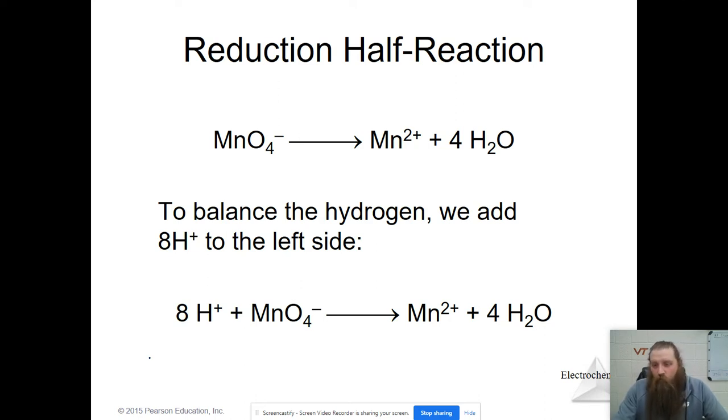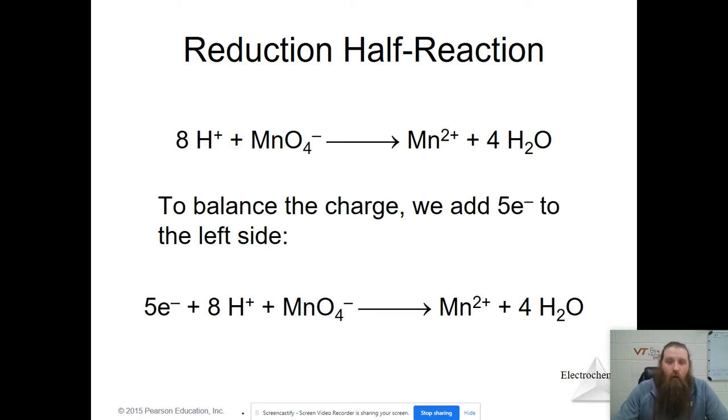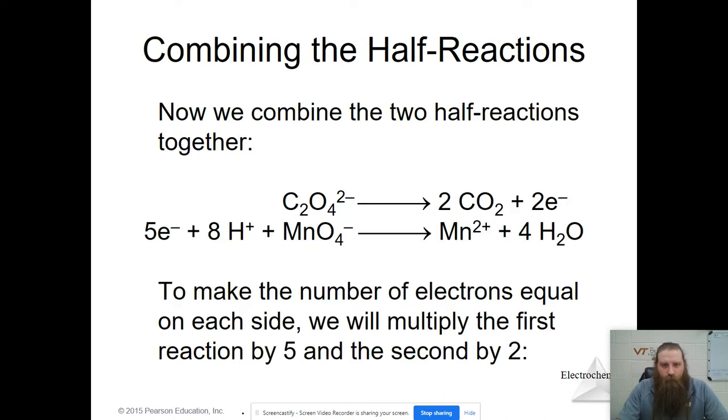To get rid of hydrogen, the rule says add H plus to the other side. In this case, we need 8 of them because 2 times 4 gives me 8 hydrogens. So 8 hydrogens on the left. So I add those. Now all of our elements are good. Now we need to figure out how to balance our charges. So in order to balance the charge, we need to add 5 electrons to the left side. That's going to give us a net of 2 plus on the right side. All right, hopefully everybody can see that there.